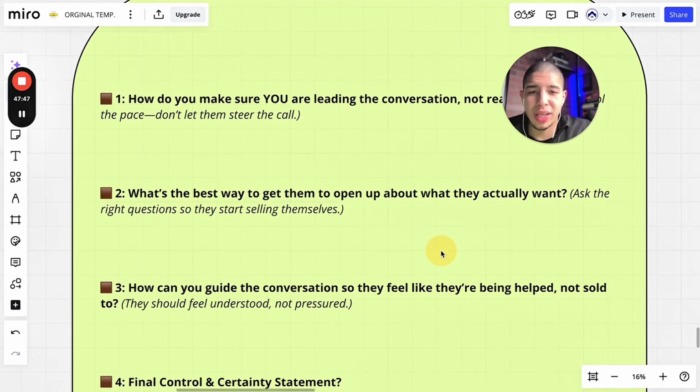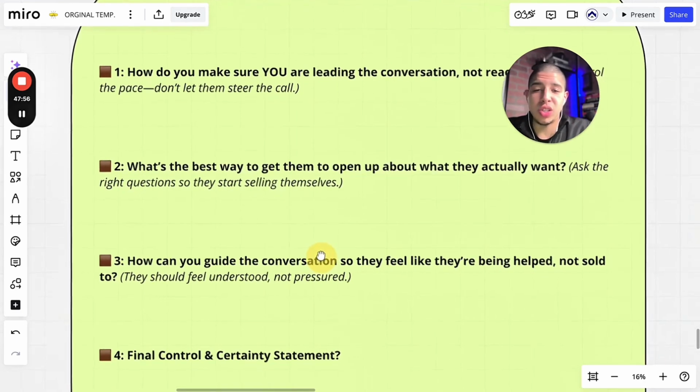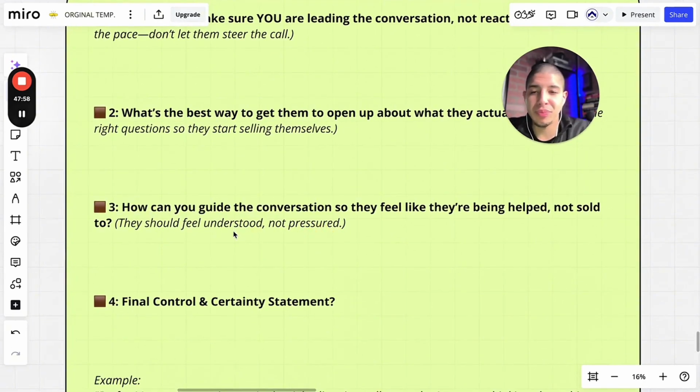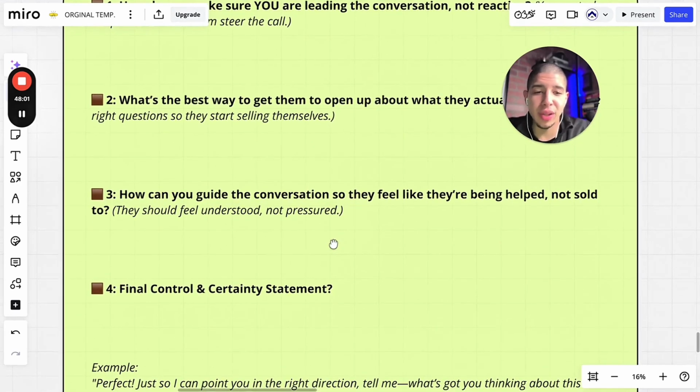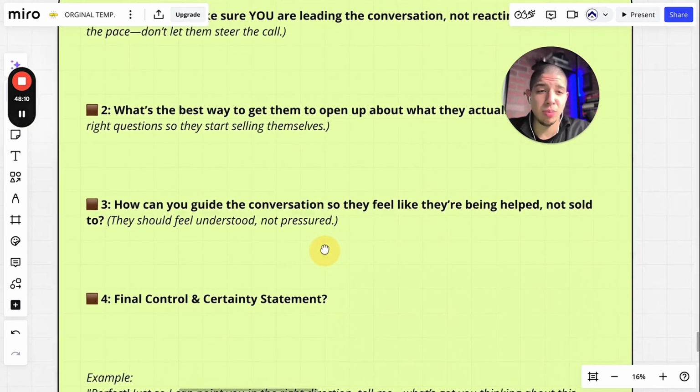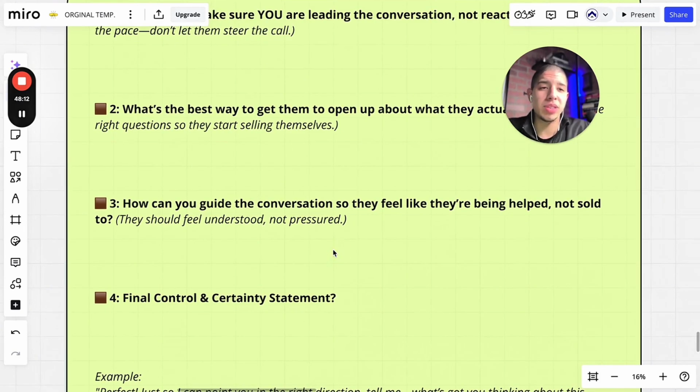What's the best way to get them to open up about what they actually want? Yeah, okay, tongue twister. Ask the right questions so they start selling themselves. Yeah, just said that. How can you guide the conversation so they feel like they're being helped and not sold? People want to feel understood. And again, people buy from people they like and trust, right? They should feel understood, not pressured. If you get people to say yes, that kind of reaction, that kind of vibe, you know you're doing something right.